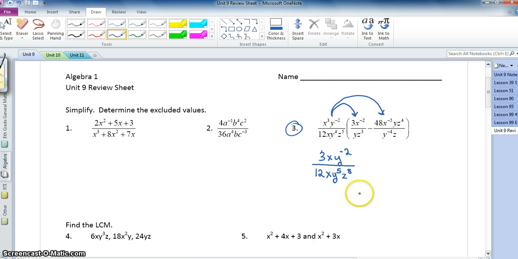Do the same thing with the second term here. The 48 is going to stay 48. I have an x to the third times an x to the negative fifth is going to give me x to the negative second. A y to the negative second times a y to the first is going to give me y to the negative first. And then the z to the fourth would stay the same.